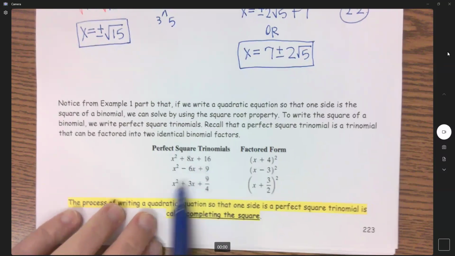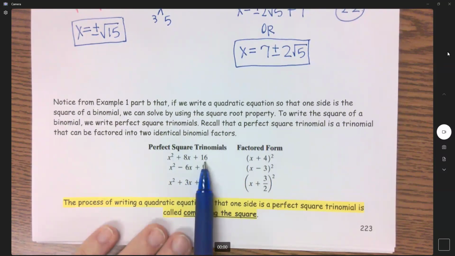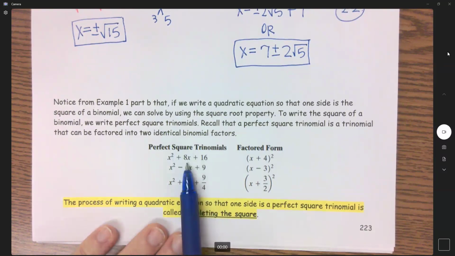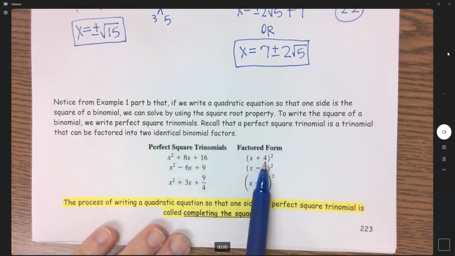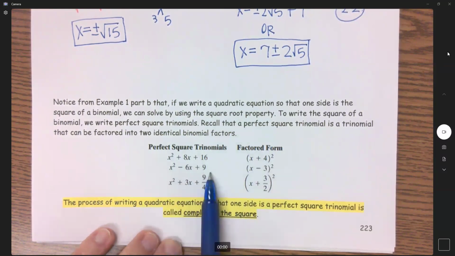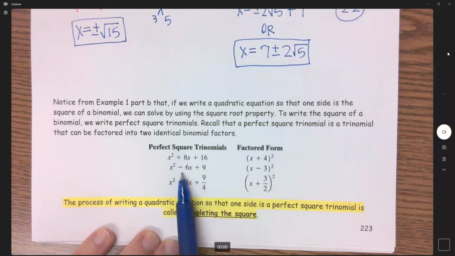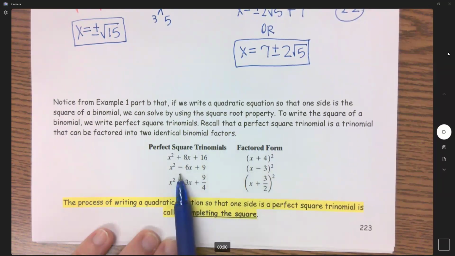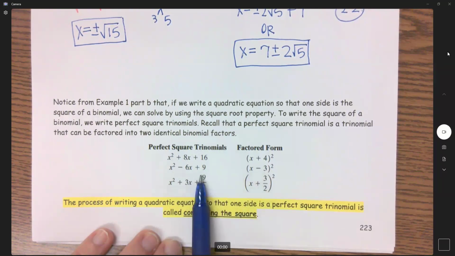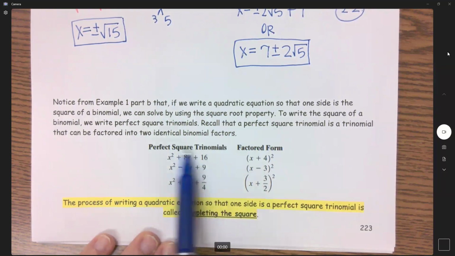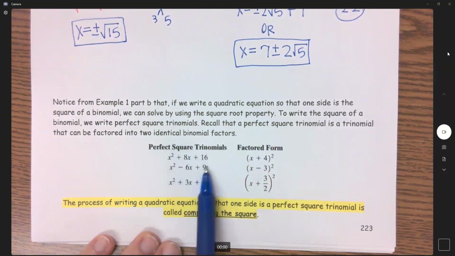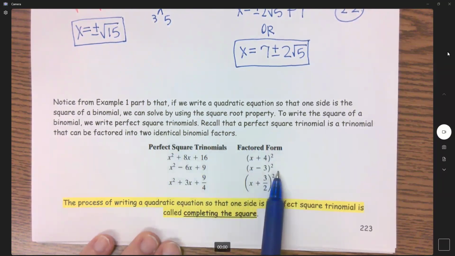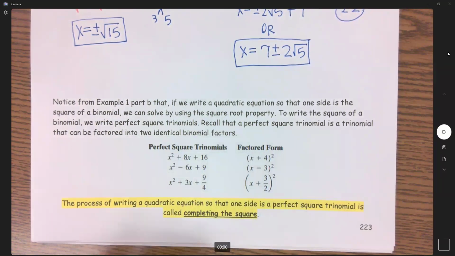So right here, these are some examples of perfect square trinomials. What multiplies to 16 but adds up to 8? That's 4 and 4. 4 plus 4 gives me 8. 4 times 4 gives me 16. Or this right here, what multiplies to 9 and adds up to -6? That's -3 and -3. -3 plus -3 is -6, but -3 times -3 is +9. So I'm wanting to write one side of these as a perfect square trinomial, and then I can factor it to a square of binomials.